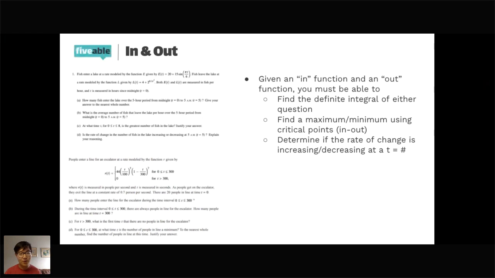And you have to do a number of things, right? Because all calculus FRQs are like 3 or 4 parts. And so as a result, you have to, for instance, find the definite integral of one or the other. So they say that people enter a line at this function here.